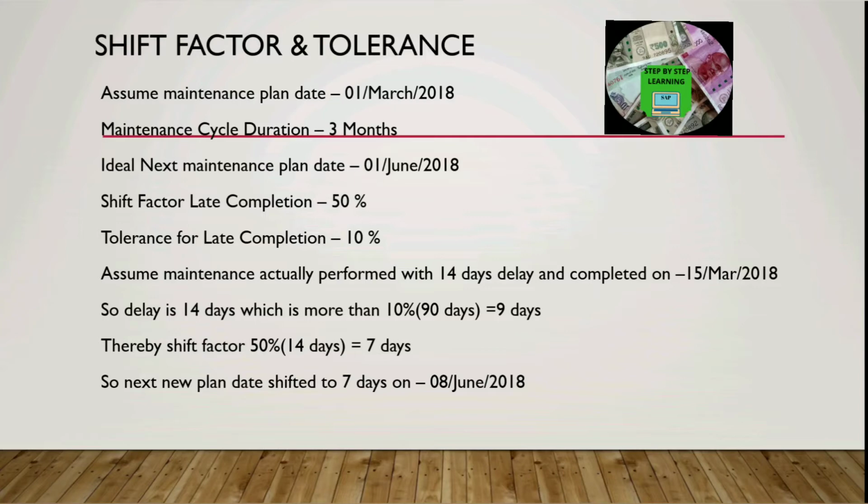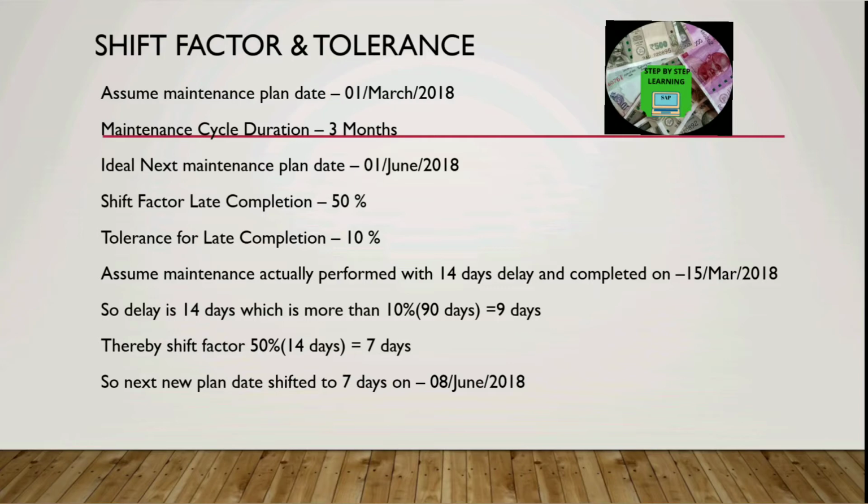But if the delay is less than my tolerance period, that means if my delay is only 7 days, but here the tolerance is 10 percent, and 10% is equal to 9 days. If the delay is only 7 days, then no shift factor will come into the picture, so it will be accommodated by the tolerance itself. So the next plan date will not be adjusted, it will be 1st June 2018 only if the delay is within tolerance.